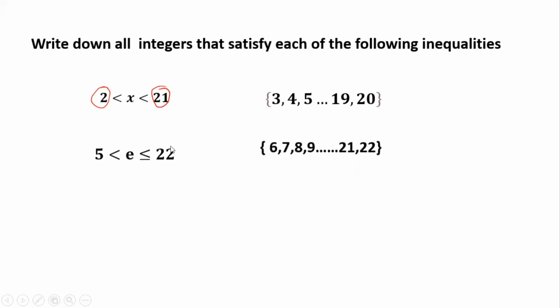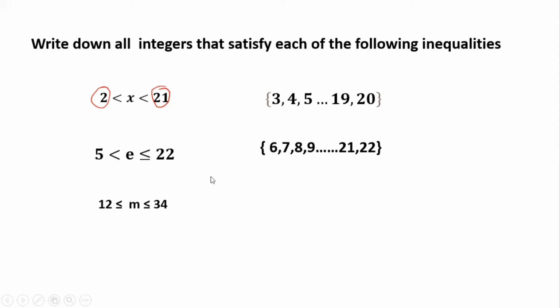and it is less than or equal to 22. So 6, 7, 8, 9, 10, 11, 12, all those values till 22 will be satisfied with this given inequality. That is, E will take all the integers from 6 to 22. Okay, so when phi is less than E, that means E is taking the values which are greater than phi. So it starts from 6.